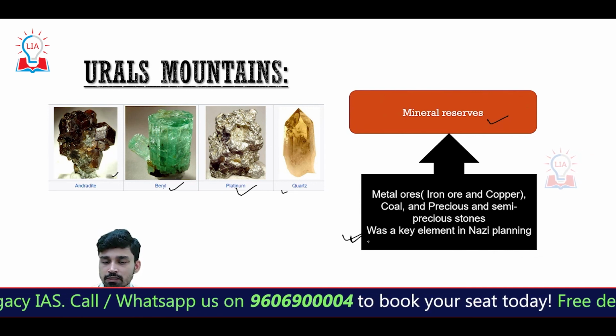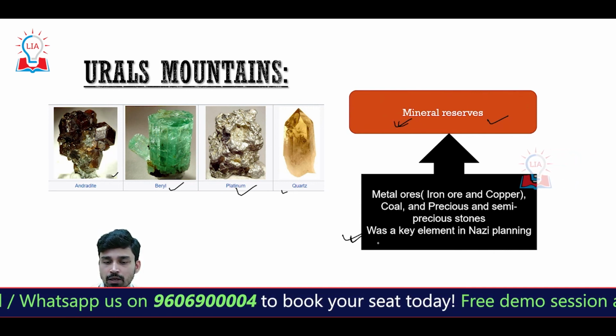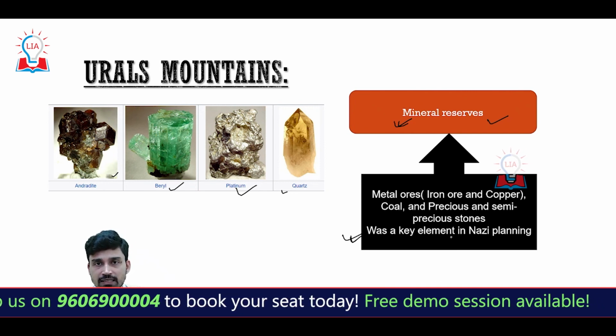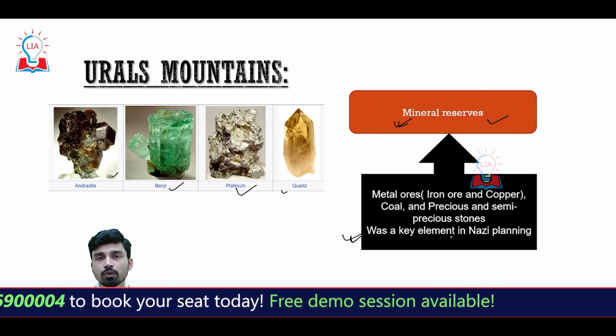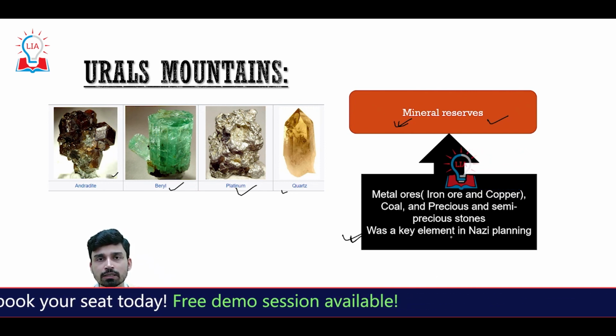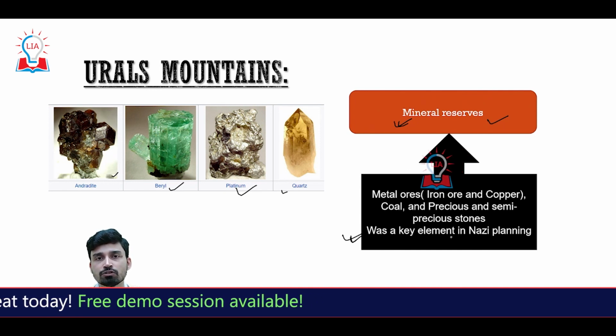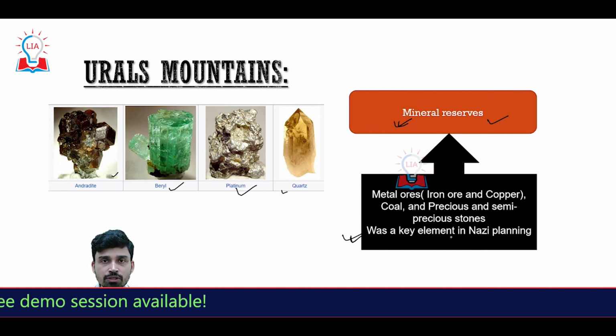It is this region, the mineral importance of this region, that was a key element in the Nazi planning of Hitler, where Hitler wanted to take this whole eastern part of the Urals and thus destroy the steel and other heavy machinery industries and thus the weapon manufacturing capacity of the Russian Empire.